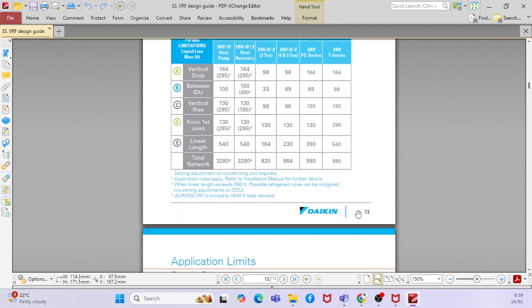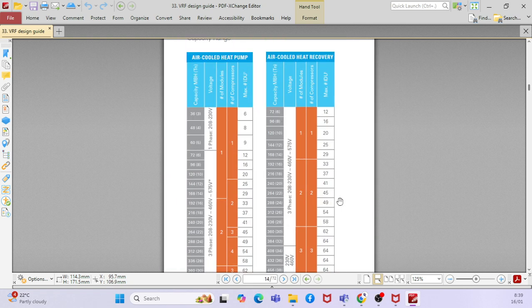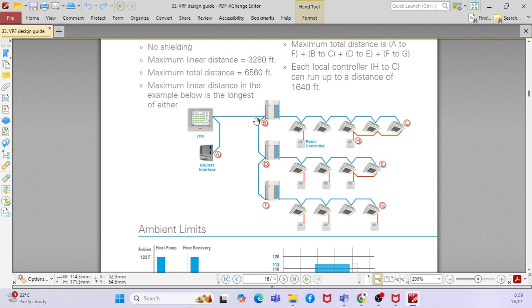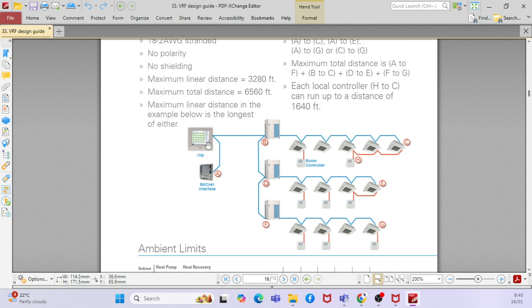So this is a guideline. I will go through this and also share it with you. If you go further, this is the circuit. This is your outdoor unit. Multiple outdoor units can be connected with multiple indoor units, right? And also the indoor units will be looped to the controller. There is a common controller.